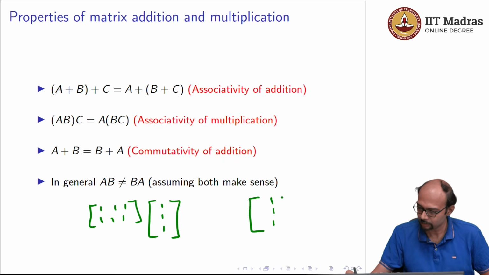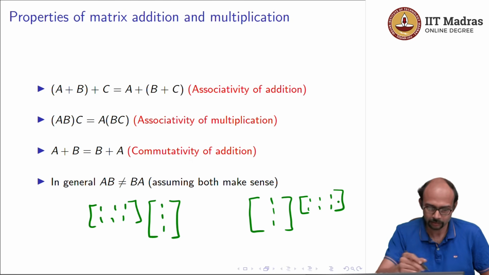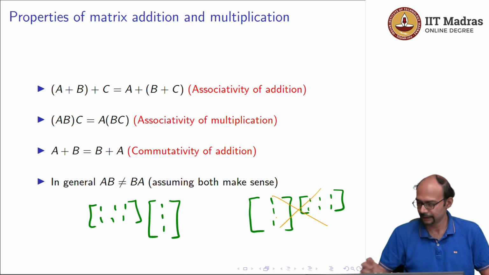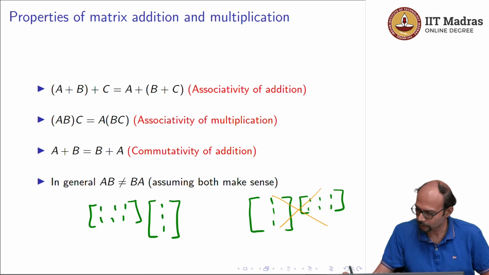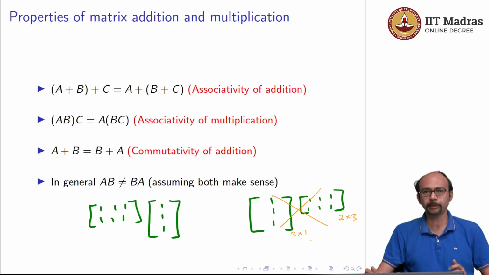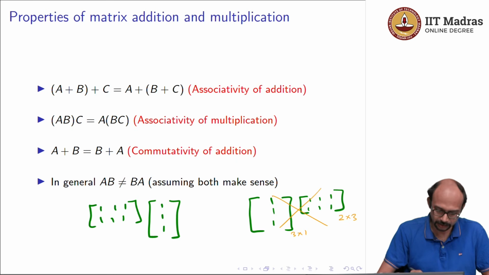This does not make sense. I hope it's clear. This has 1 column and 3 rows. This has 2 rows and 3 columns. So you can't multiply these two. It may not even make sense to multiply them. Even if you can multiply them, they may end up being of completely different size, and even if the sizes are the same, they may not be equal. So I'll encourage you to check such things.